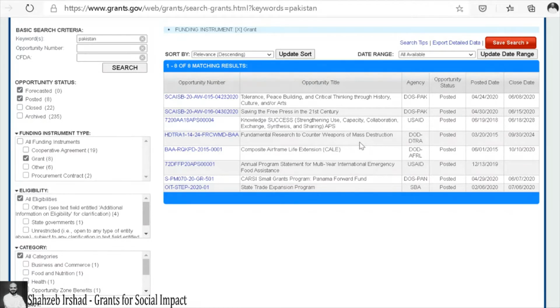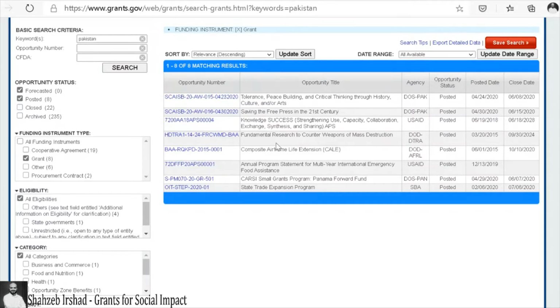Then there's fundamental research to counter weapons of mass destruction. Okay. Then this, I think, is specifically weapons research, composite airframe life extension. Then this is the annual program statement for multi-year international emergency food assistance. I don't think this is specifically for private nonprofit organizations. And then this is a small grants program for the Panama Forward Fund. I don't know why this is showing for Pakistan as a keyword. And then this is the state trade expansion program. So I actually see only these three that I might want to go in and check.